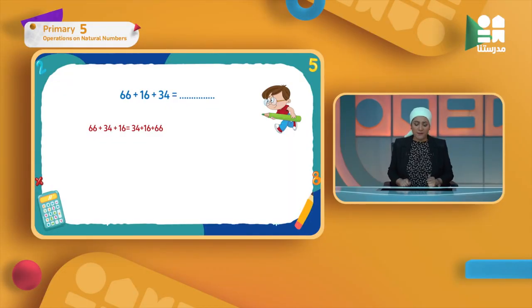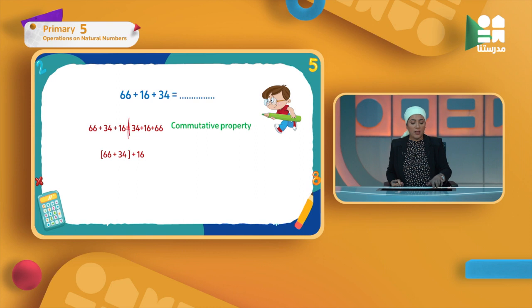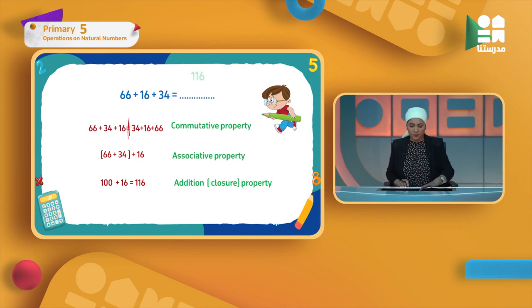I have this question and I will see some of the properties that go with it. I have three numbers, 66 plus 34 plus 16 equals 34 plus 16 plus 66. This is called commutative property because all I did is just change the order of the numbers I have, as if the equal sign is a mirror. Here, when I put inside brackets like that, if I change the place of the brackets after the equal sign, it will be called associative property. And the last one, when I just add them and get an answer, and my answer is a whole number, this is called closure property, okay? Then the answer at the end is 116.